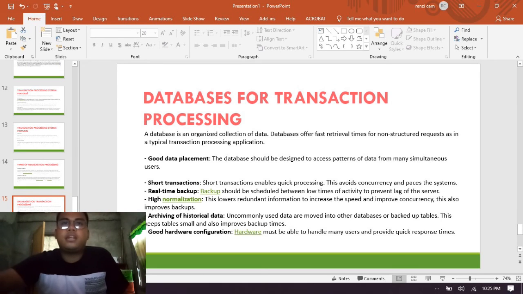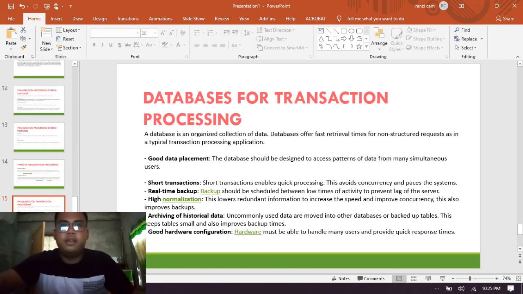Database for transaction processing. A database is an organized collection of data. Databases offer fast retrieval times for non-structured requests, as in typical transaction processing applications. Data for transaction processing may be consulted using a hierarchy, network, or relational structure. Good data placement: the database should be designed to match access patterns of data from many simultaneous users. Short transactions: short transactions enable quick processing. This avoids concurrency and paces the system.